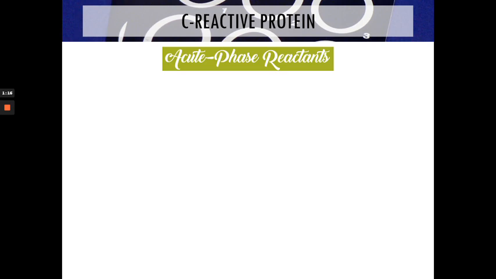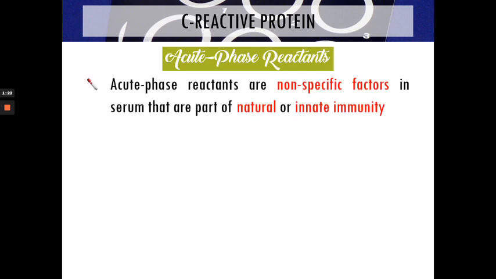Your CRP is a type of acute phase reactant. So what are acute phase reactants? These are non-specific factors in serum that are part of your natural or innate immunity. So basically these are substances, mostly proteins, that are part of your innate immunity or natural immunity. Diba? Recall the two types of immunity. You have the natural or innate and the adaptive.